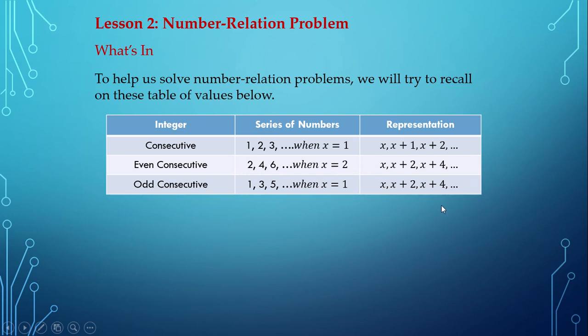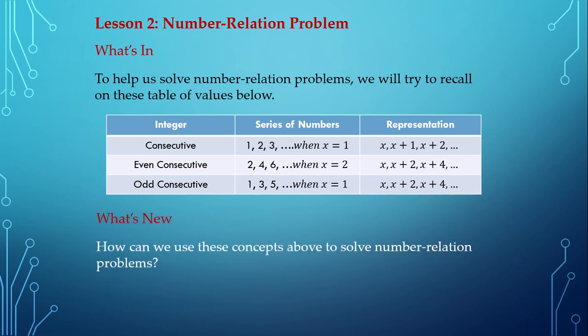So, based on the table of representation, where are they the same? X plus 1, x plus 2, x plus 2, x plus 4. The representation of even or odd consecutive numbers is the same. Only the consecutive numbers are different. Okay. So this third column is what we will use when we translate mathematical statements involving number relation problems.